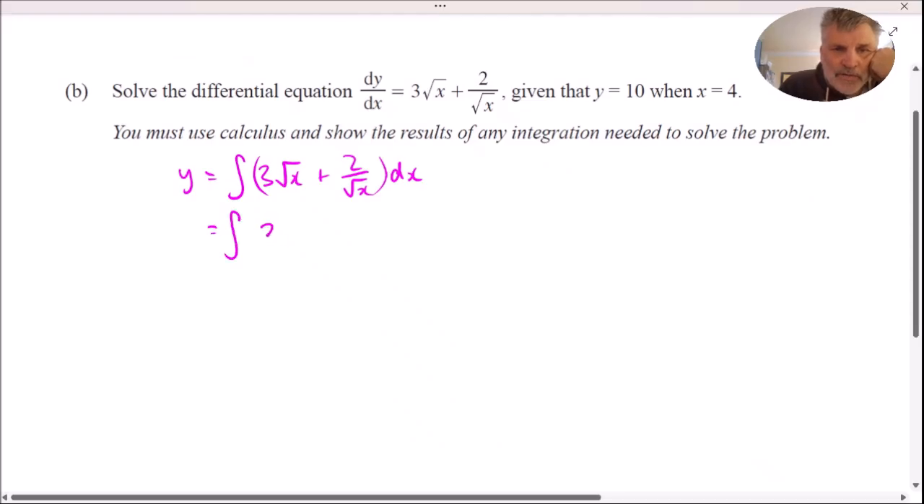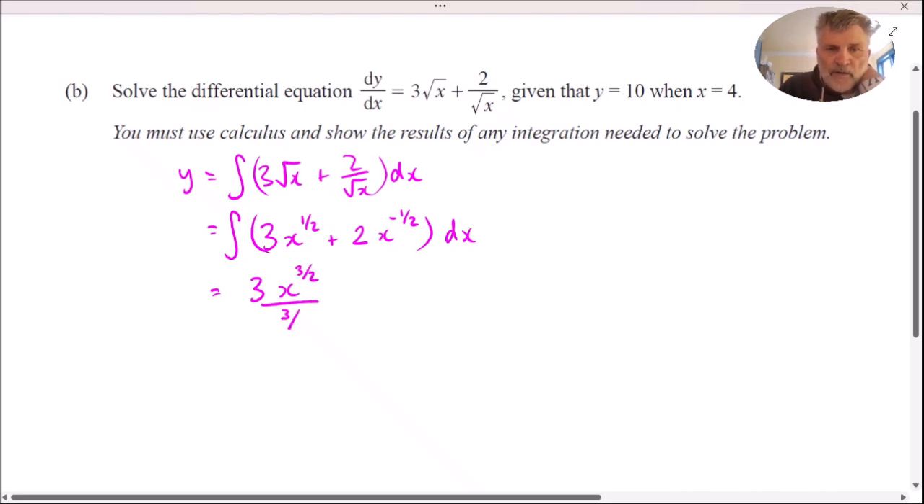I think it's easier to attack this if you write these as powers. So square root of x is x to the power of a half, and in the denominator it gets a minus sign as well, so x to the power of minus a half. Now we integrate this, and we use our normal power rule. So 3x to the half, add 1, becomes 3 over 2, divide by the new power, 3 over 2, plus 2x to the minus a half, add 1, you get a half, divide by the new power, and then add a constant.